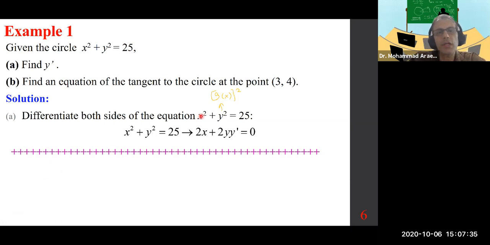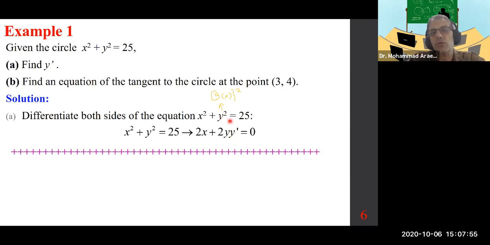When you differentiate x squared, you get 2x. That's not a big deal. But what about y squared? Y is a function of x itself. Think of it as g of x, which is being raised to the power of 2. So this is really the chain rule: 2y, y prime.